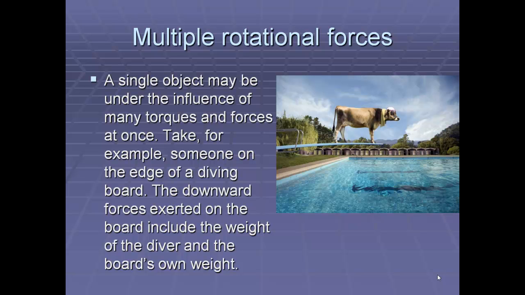So when we do problems in particular that involve multiple forces and multiple torques, that's when we're going to have to worry about where an object's center of mass is compared to the point around which the object would rotate. So here we have a cow on a diving board. We have two things that are exerting downward torque on the diving board: the diving board's own weight and of course the weight of the cow.